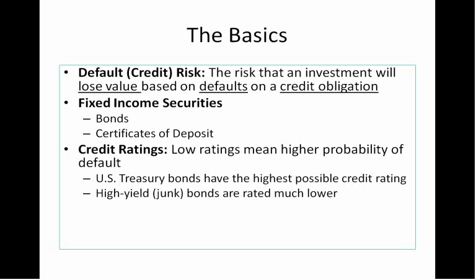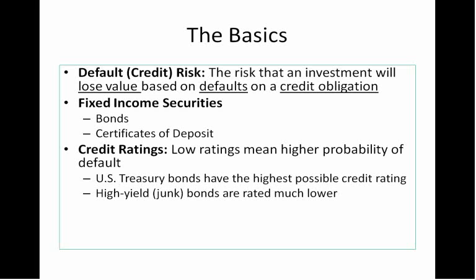U.S. Treasury bonds have the highest possible credit rating. The United States government has never defaulted on any debt that they've issued. So their credit rating is considered AAA, and it's the highest, safest possible credit rating, and they are considered the safest investment. On the other hand, high-yield junk bonds are rated significantly lower.